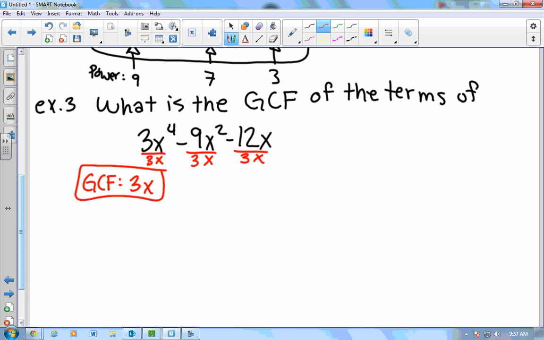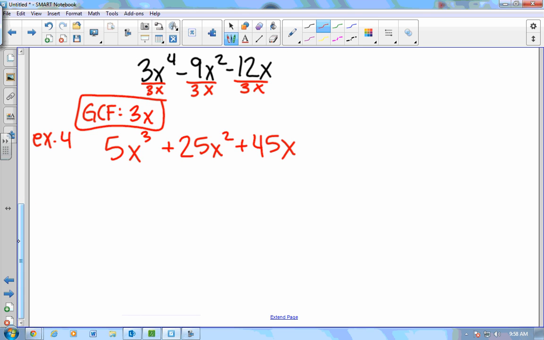Good. Let me give you another one to practice. So sometimes the greatest common factor also has variables, so make sure you're including those variables. Example 4, same directions. Here's our trinomial this time. 5x cubed plus 25x squared plus 45x. I want you to try that one by yourself first, and when you think you have it, turn to your neighbor and check if they are the same.